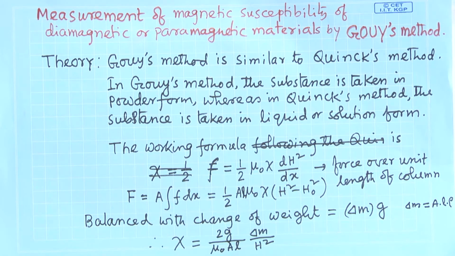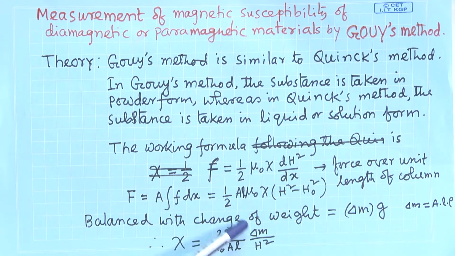So if I can measure the change of the mass, apparent change of the mass of the sample as a function of magnetic field, we will plot del m versus square of the magnetic field. Then from the slope of that curve, this will be the slope. So from the slope of the curve basically we will get chi into mu 0 A L by 2 G.